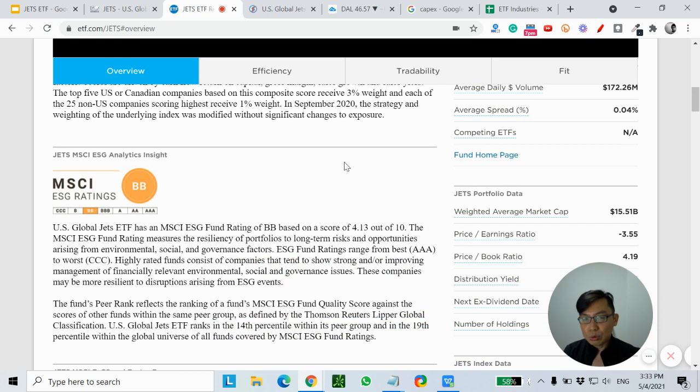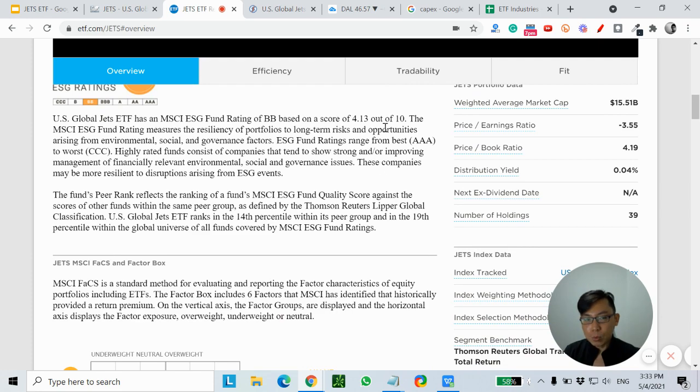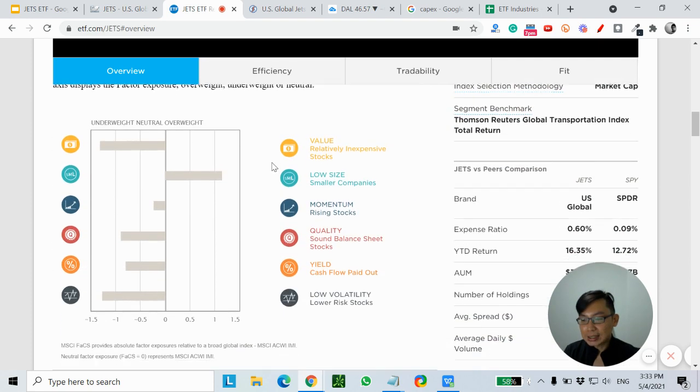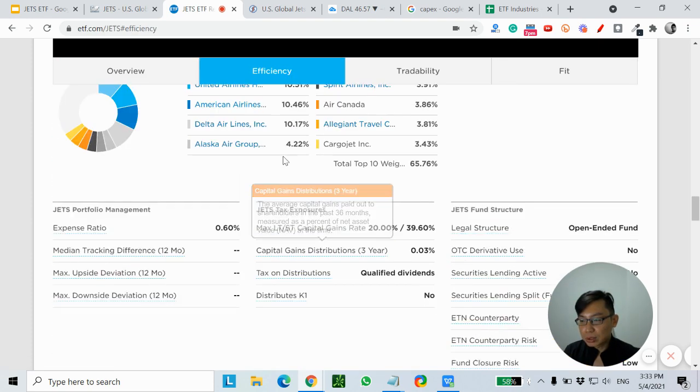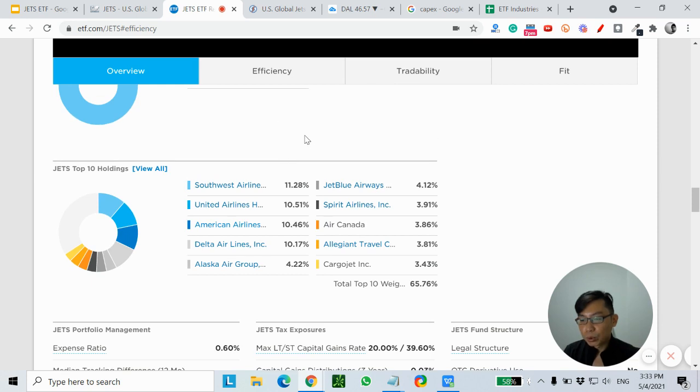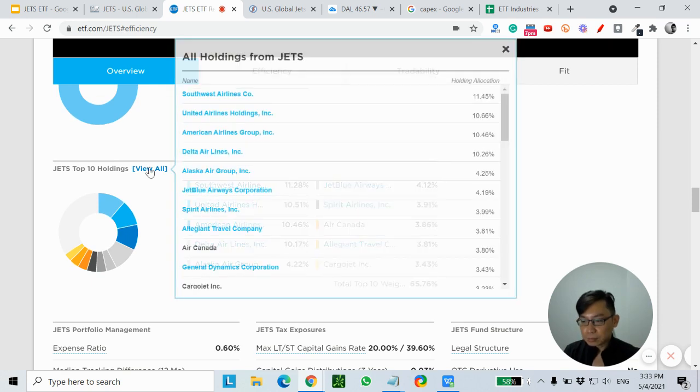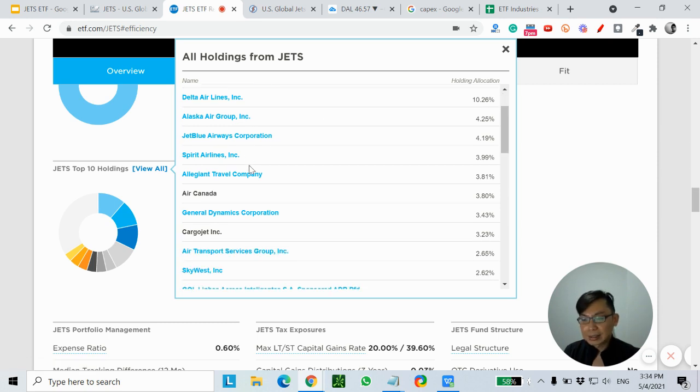Let's go through the stocks that make up this JETS ETF. Let's go down to the top 10 holdings. You can see over here that Southwest Airlines comprises about 11.45%, United Airlines about 10.66%, American Airlines 10.46%, and Delta Airlines 10.26%. There are a whole lot of other companies inside the ETF, but the allocation is pretty small.